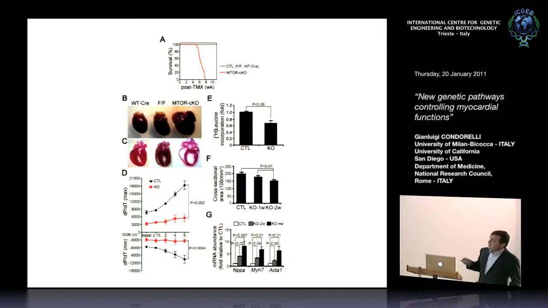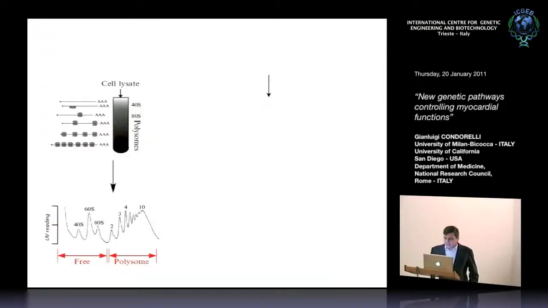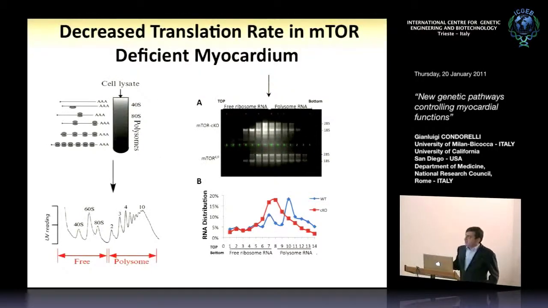While in this case there was a decrease in the size of the myocytes, and also a decrease in the incorporation of leucine, which is a gold standard for assessing the hypertrophic effect. And you also see that these stress genes were all upregulated, in particular ANF, beta myosin and actin. If you take isolated myocytes, these myocytes are in worse shape as compared to the controls, and there was less incorporation of leucine. And our lab is now focusing on understanding what is in the polysomal fraction, because these mRNAs are most probably the ones that are controlled by mTOR.